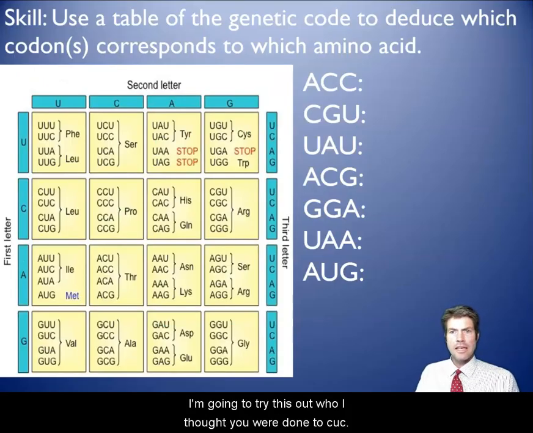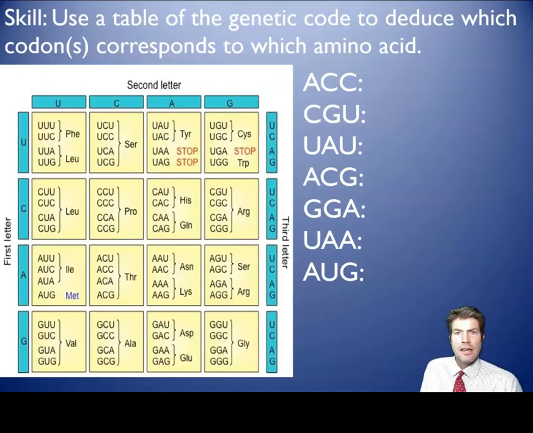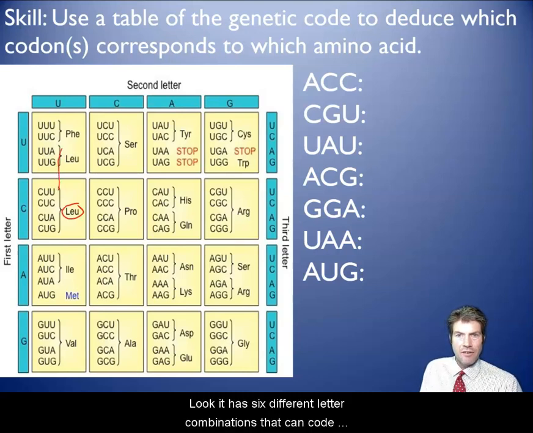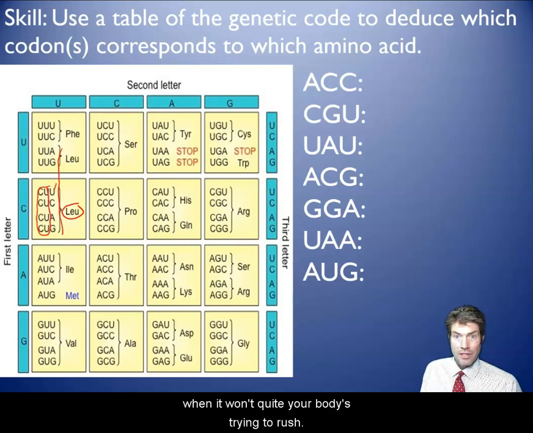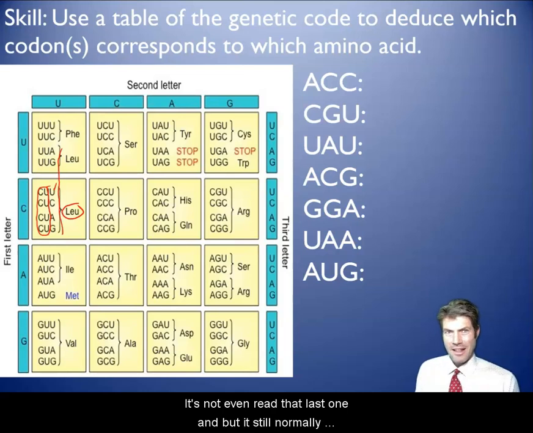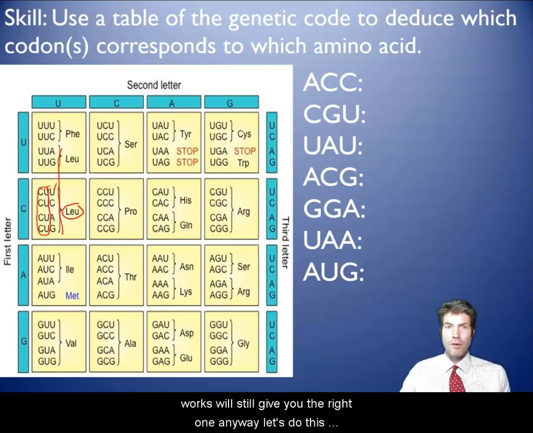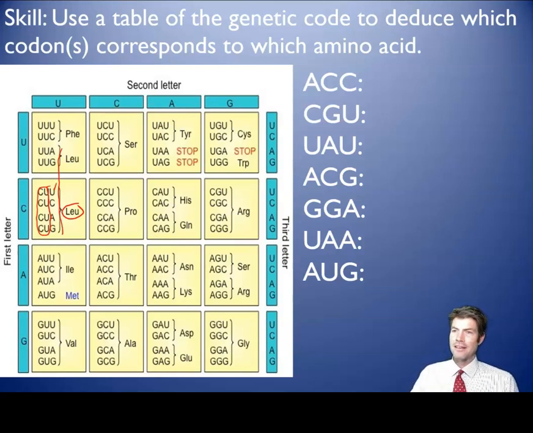And we're going to try this out. When I talk redundancy, you see this amino acid leucine, it has 6 different letter combinations that can code for it. Normally, you'll see the first 2 are the same, because sometimes you get what's called wobble on the 3rd one. Your body's trying to rush, and it's not even reading that last one. But it still normally works. It'll still give you the right amino acid. Anyway, let's translate it.